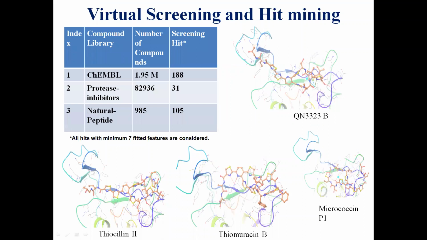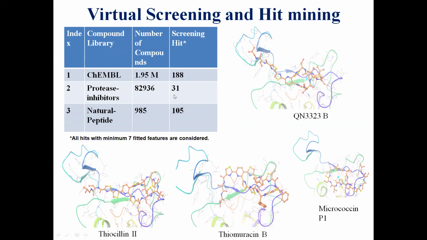Now if you use this dynamic pharmacophore, I screened a library of ChEMBL of 1.952 million compounds. Because it is a pharmacophore search, it is very fast. You can find 188 molecules which can be potential PPI inhibitors. And you can even search for protease inhibitors. This is not a protease, but still the protease inhibitor may have some structural features. Using that, it can mimic the binding interaction between RBD and ACE2. That's why it is working, as I said.